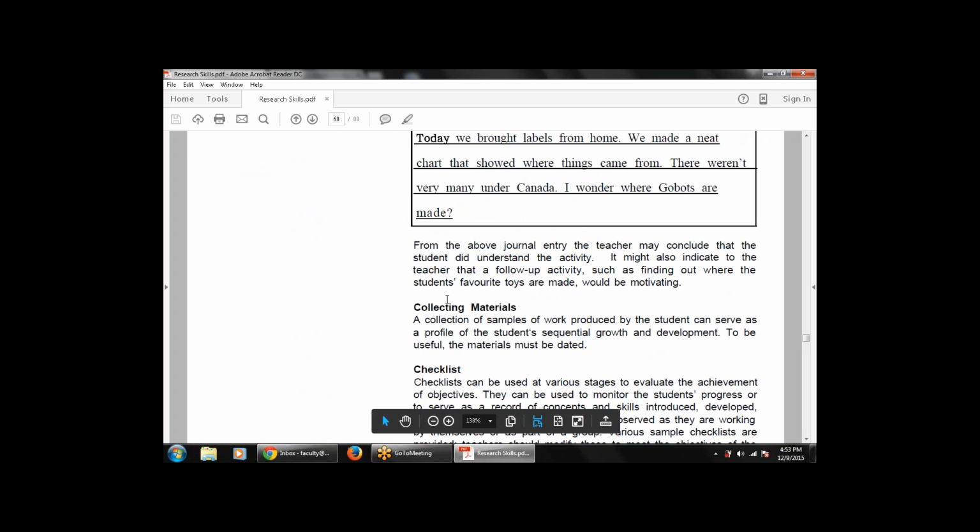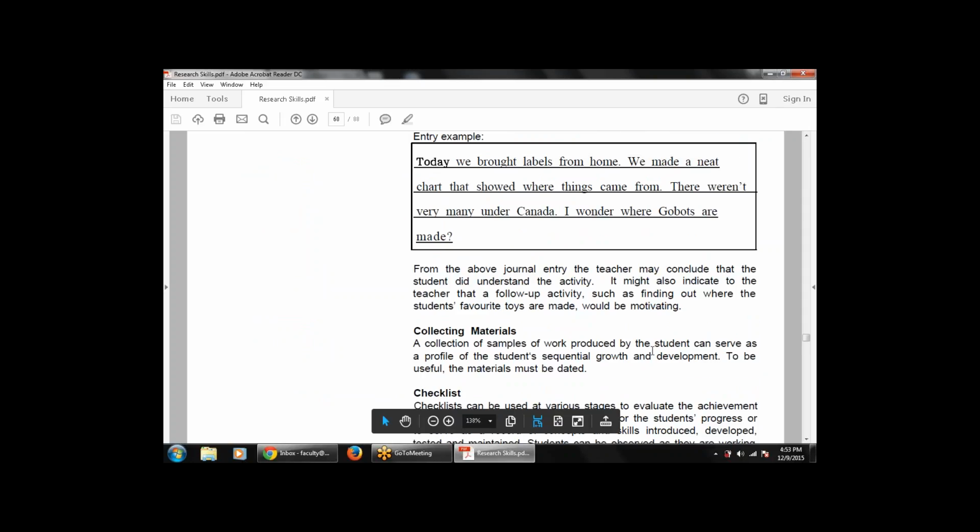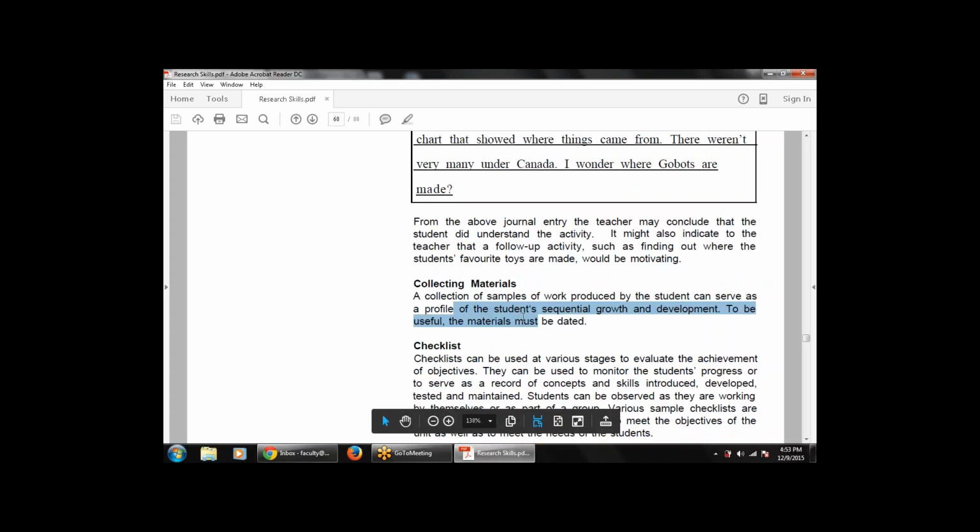So this is collecting material. A collection of samples of work produced by the student can also serve as a profile of the student's sequential growth and development. So whenever we are taking samples, grouping the samples of the work produced by the student, that can serve as a profile of the student's sequential growth and development.